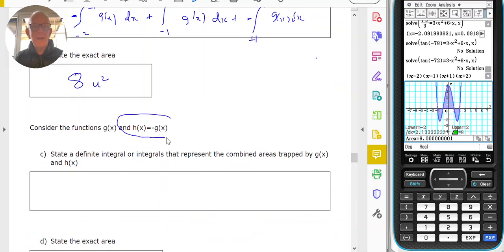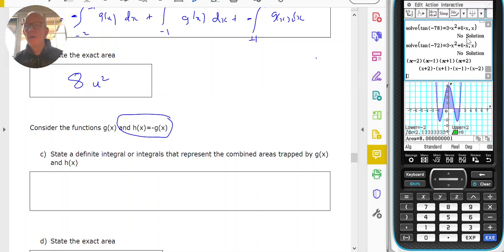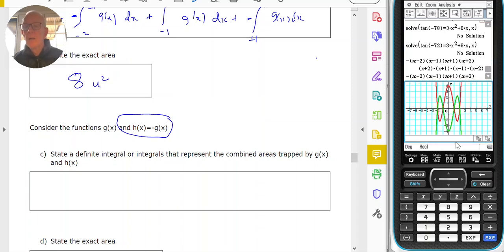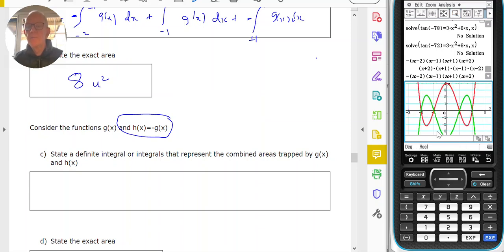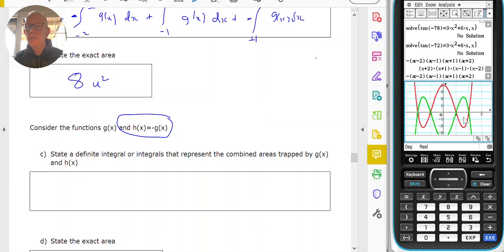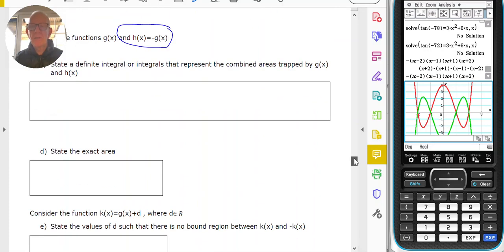Now if I consider h of x and minus g of x, so I've got h of x, and if I drag and drop, beautiful, and if I've got minus h of x, and I drag and drop, I can see that I've now got 3 regions, but this region down here, and this region up here, and this region here was combined 8. This area above is the same as that area down there. That's the same as that. So my exact area should be 16 now.